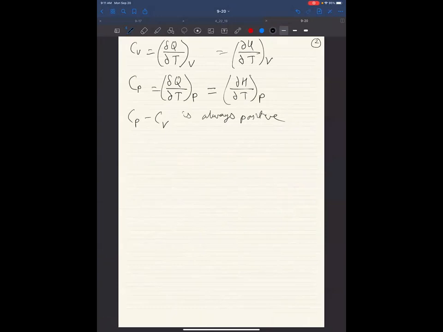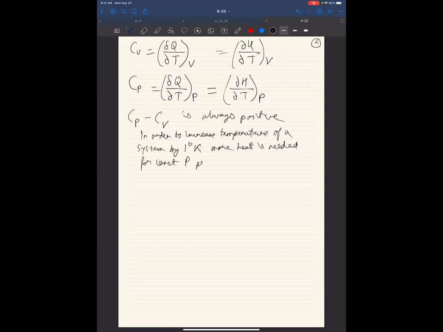In order to increase the temperature of a system by 1 degree Celsius, 1 degree Kelvin, more heat is needed for a constant pressure process than a constant volume process. This is intuitively clear that it should always be positive for anything.